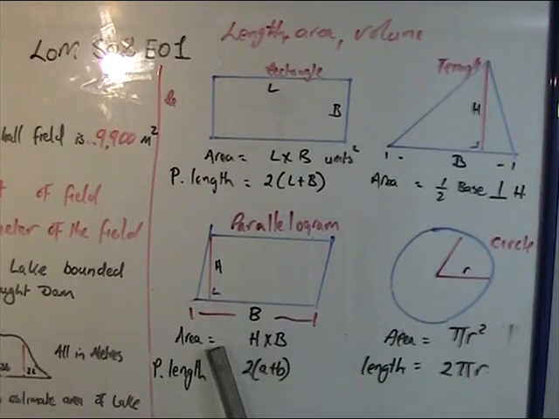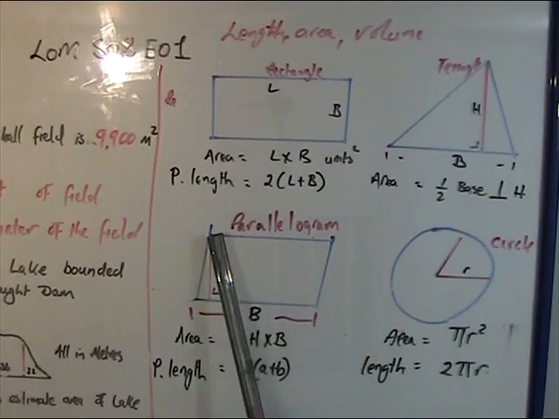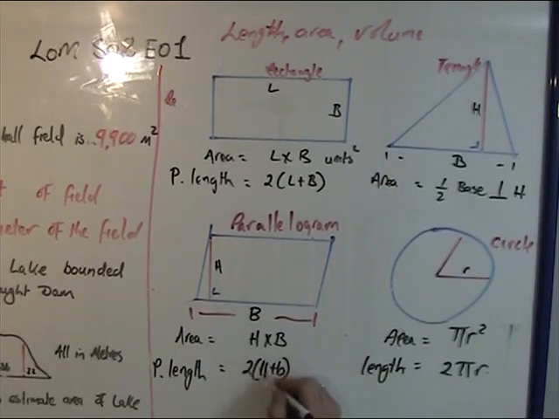So for the area you take out the half, so it's two triangles in here. If you look at it, you'll find the perimeter is twice h plus b. H is the perpendicular height, remember.